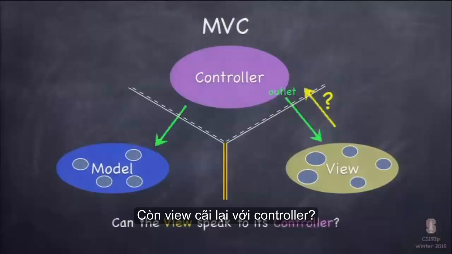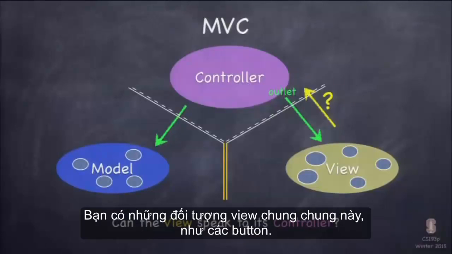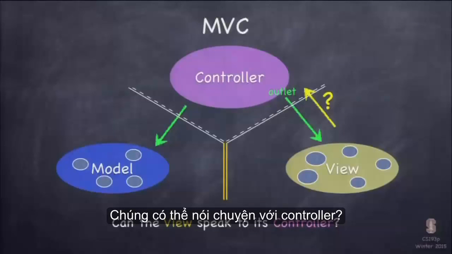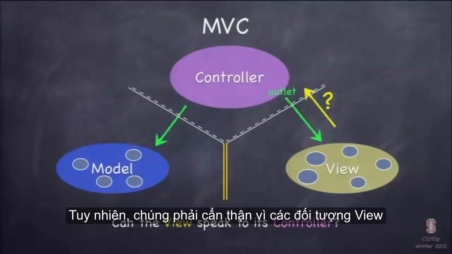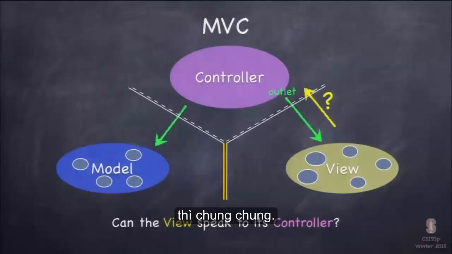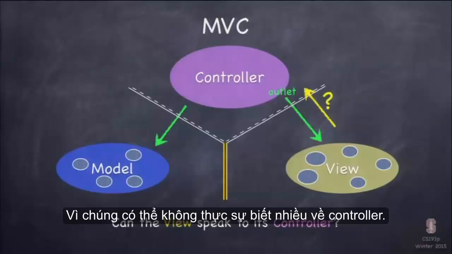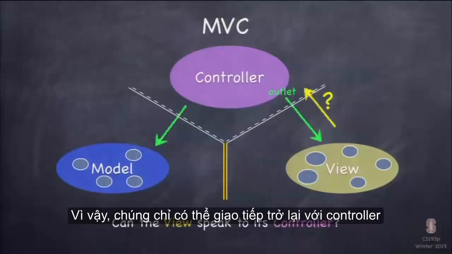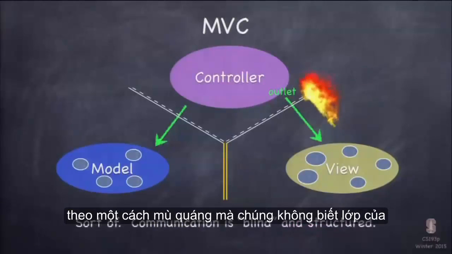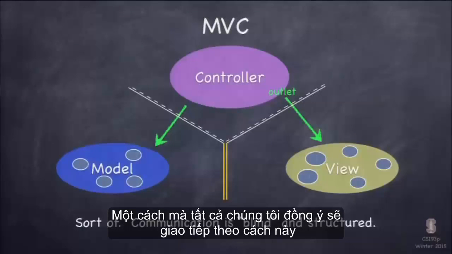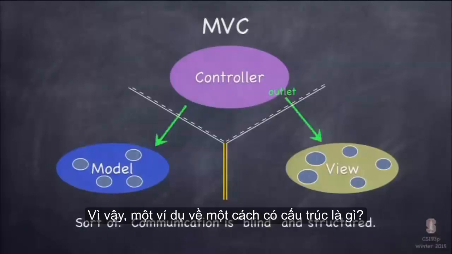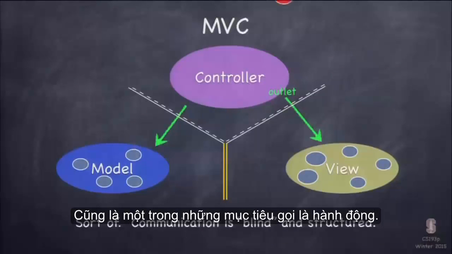What about the view talking back to the controller? You've got these generic view objects like buttons. Can they talk to the controller? Well, yes, they can, but they have to be careful because the view objects are generic. So they can't really know much about the controller. They can only communicate back to the controller in a blind way, where they don't know the class of the thing they're talking to, and in a structured way, a way where we all agree we're going to communicate between the view and the controller. So what's an example of a structured way? Well, one is called target action.